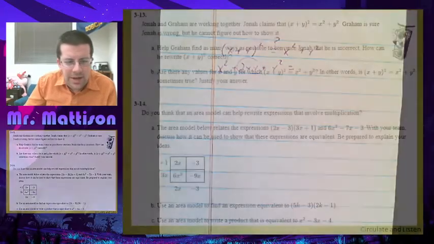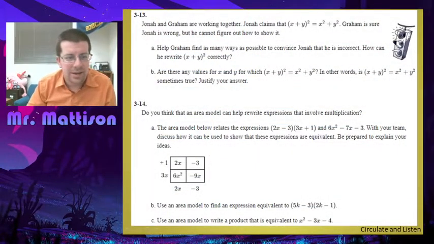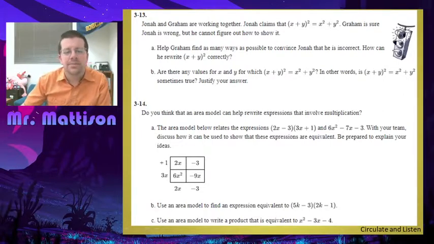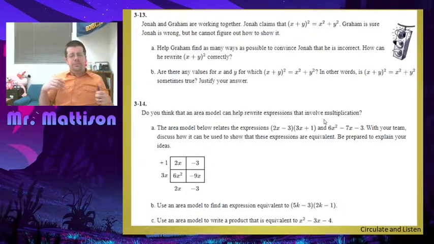All right. So now let's take a look at number 14. So this is bringing in the idea of the area model. Now this is going to look basically like factoring because effectively it is. So we can use this area model to say, well, this and this are equivalent because I can say 2x minus 3 and put that on the bottom, 3x plus 1 and put that over here, and then if I multiply those, I get this, and then combining my like terms, I end up getting 6x squared minus 7x minus 3, right?